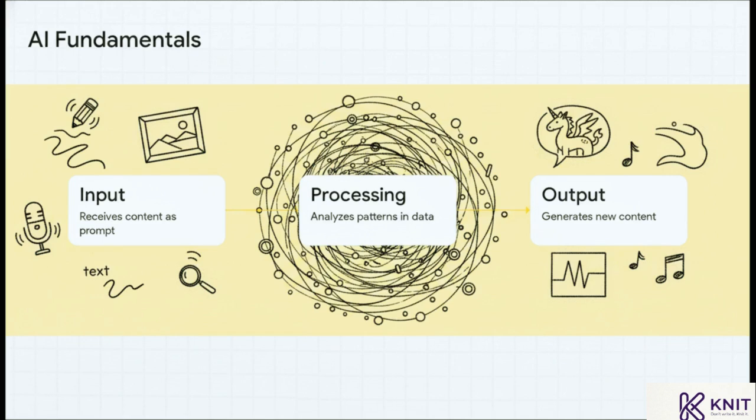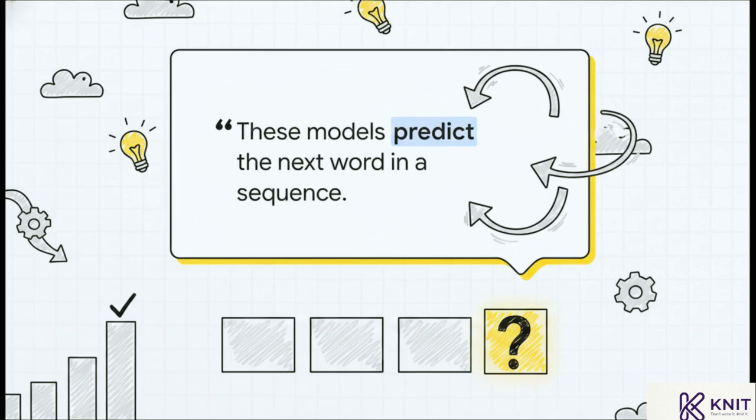Step 2 is processing. The AI takes that prompt and analyzes it against this massive sea of patterns it learned during its training phase. And finally, step 3 is the output. Based on those specific patterns it identified, it generates brand new content. That's it. That is the fundamental loop. Because at its heart, this incredibly complex technology does just one unexpectedly straightforward thing. It predicts the next word in a sequence.